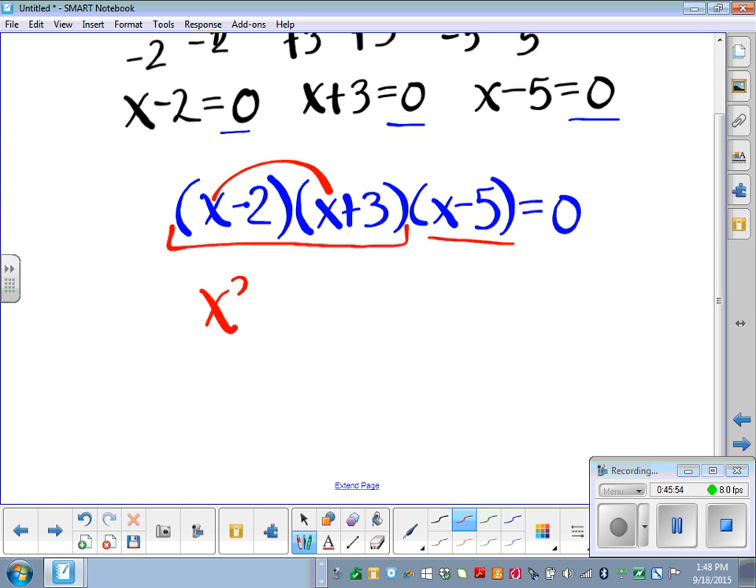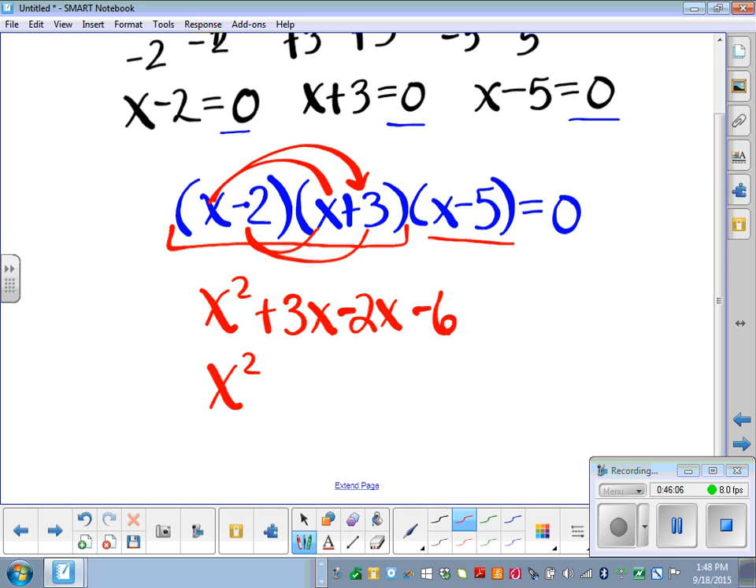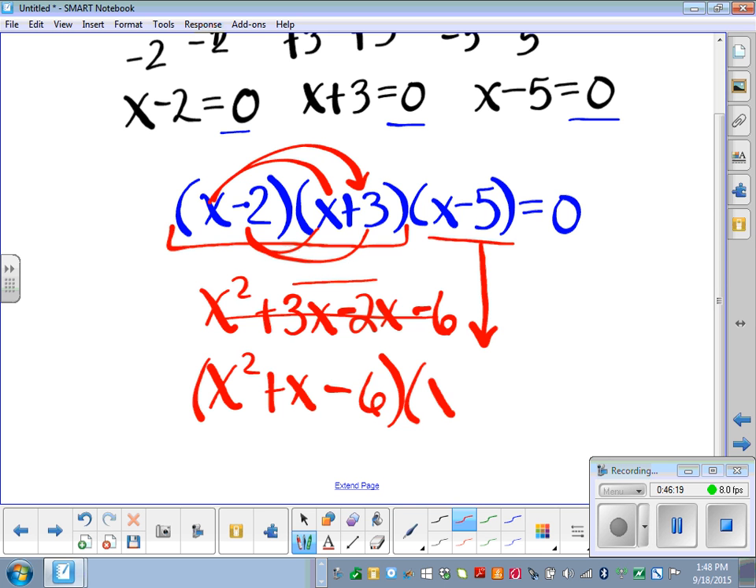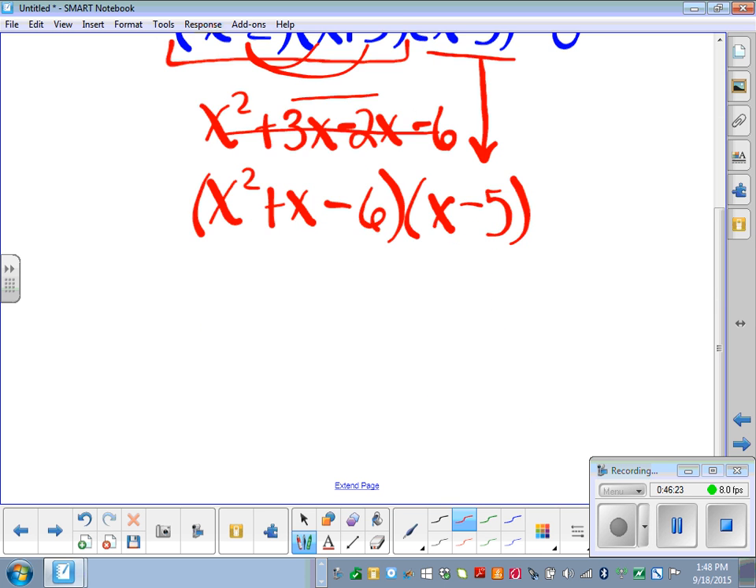X times x is x squared. X times 3 is positive 3x. Negative 2 times x is negative 2x. Negative 2 times 3 is negative 6. Once again, combining like terms before I do anything. X squared and then plus x, because 3x minus 2x is positive 1x, minus 6. So I just combined all like terms, and now I won't forget that I have to multiply that through to my x minus 5. But if you multiply 2 together first, you're going to make less errors.